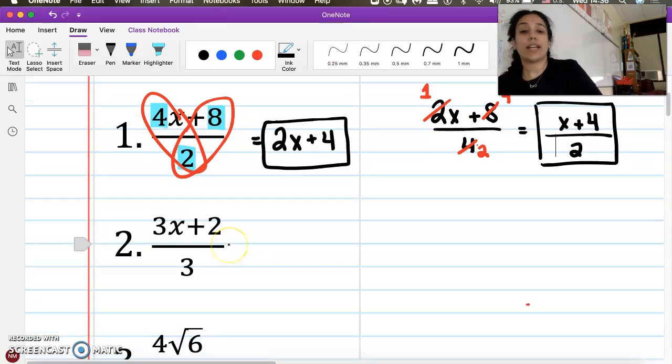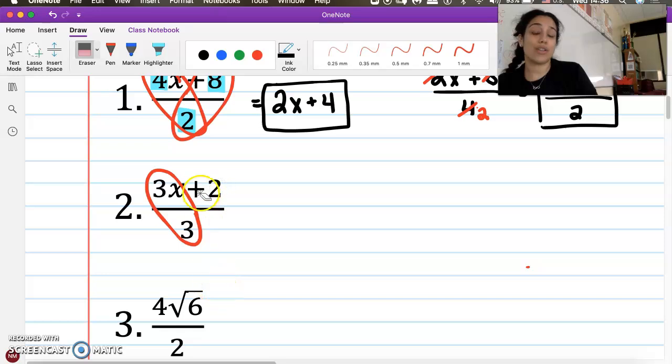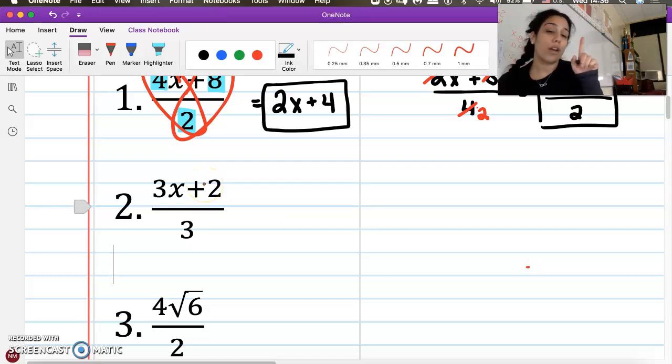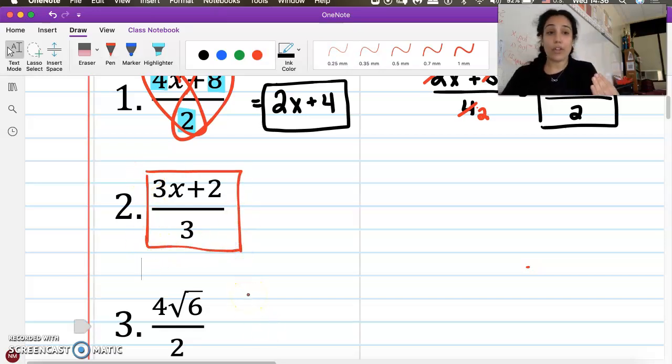Okay, let's look at a different one. What about this one? Does 3 go into both 3 and 2? Well, it goes into 3, but it doesn't go into 2. But do they have a common factor? Do 3, 3, and 2 have a common factor other than 1? No. So this is already simplified. If it can't be simplified further, then it's already simplified.